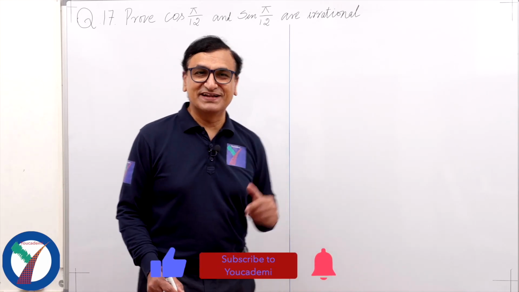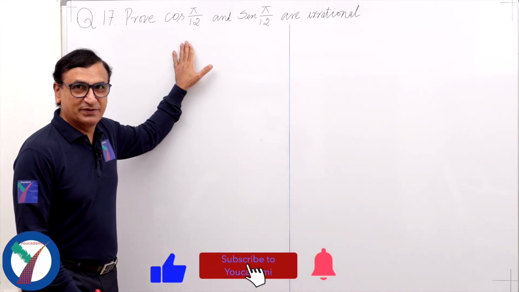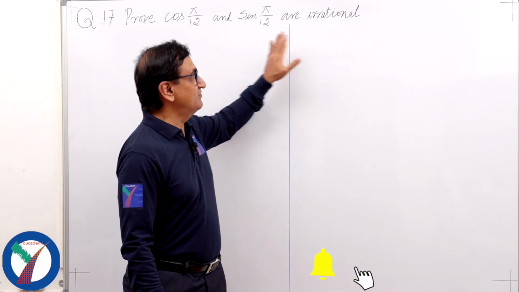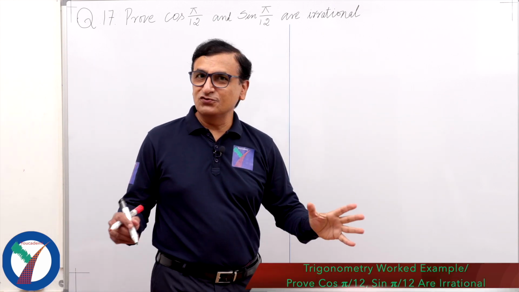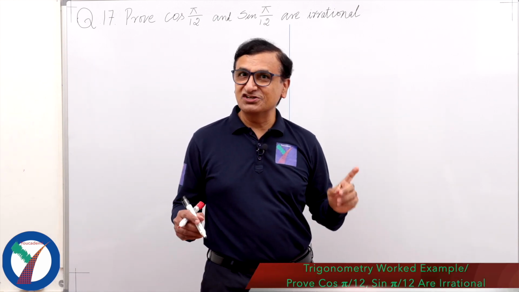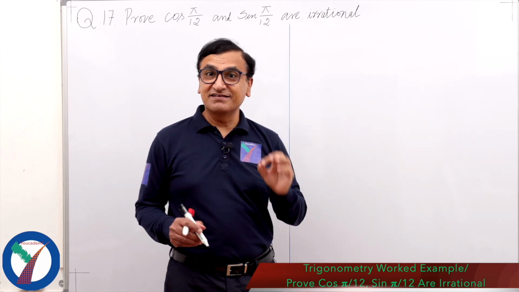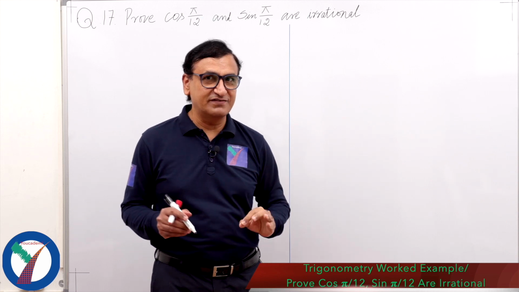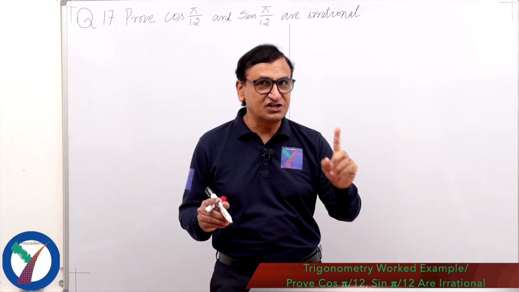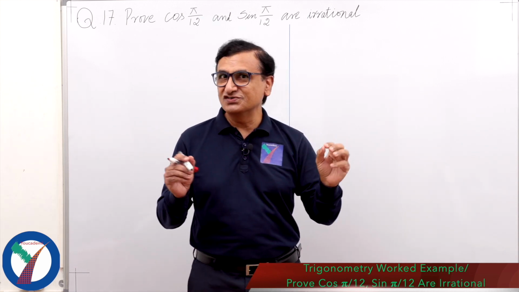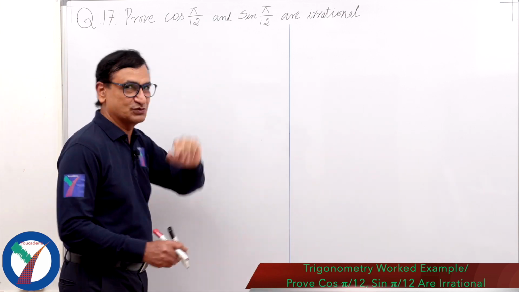Welcome to question number 17. Prove cos pi by 12 and sin pi by 12 are irrational. All of you must have seen my video on rational root theorem. If not, please do so here. We have seen that rational root theorem can be used to verify whether a polynomial has rational roots or not. I'm going to use the same principle to answer these questions.